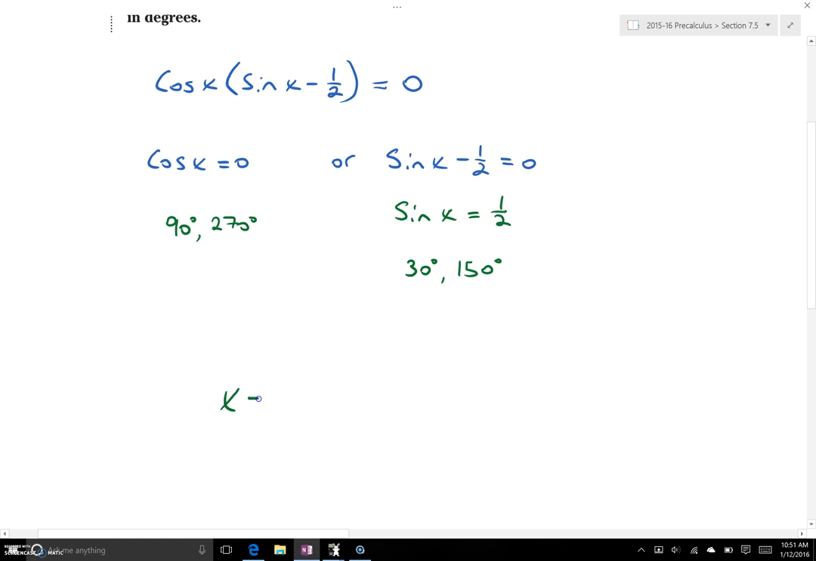So we'll say when x is equal to 90 degrees or 30 degrees, those would be our principal values. Obviously, there are other values that work, and really there's infinitely many, so we're just picking a couple.